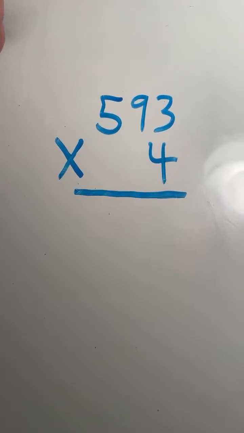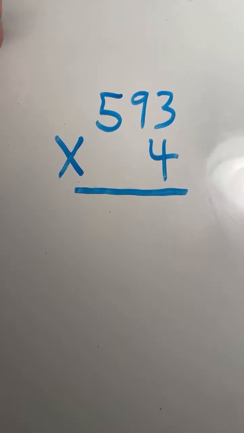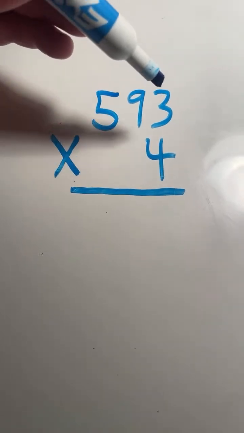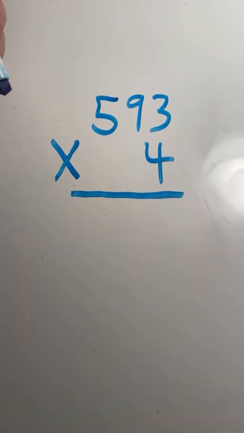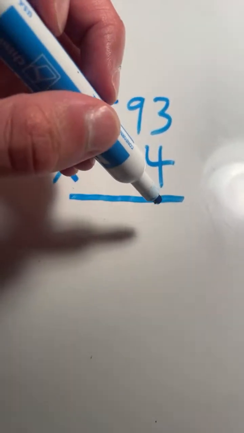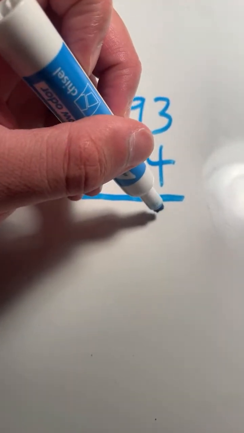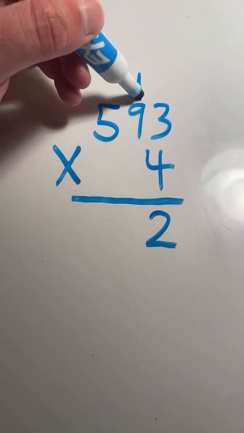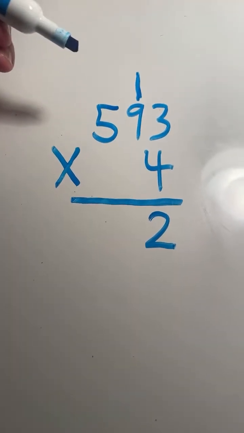All right, 593 times 4. So we are going to start out in the ones place, multiplying 3 times 4. 3 times 4 equals 12. So the 2 in 12 goes in the ones place. The 1 in 12 gets carried over to the tens place.